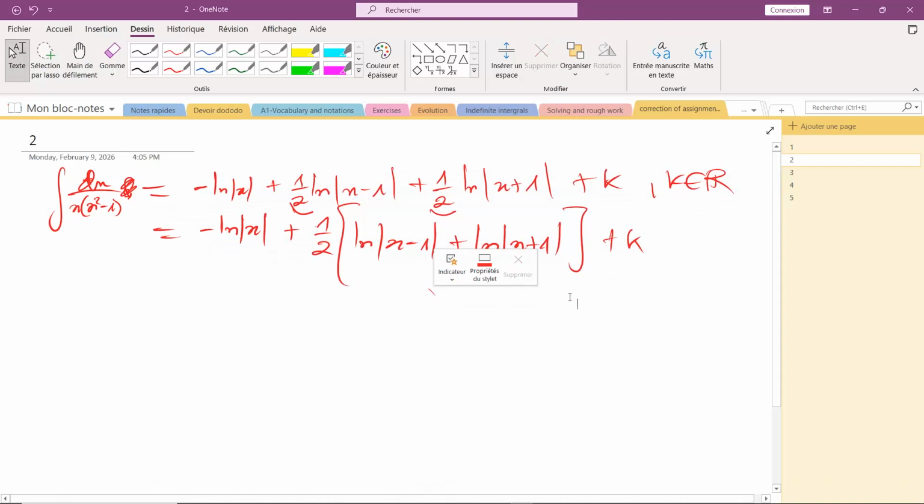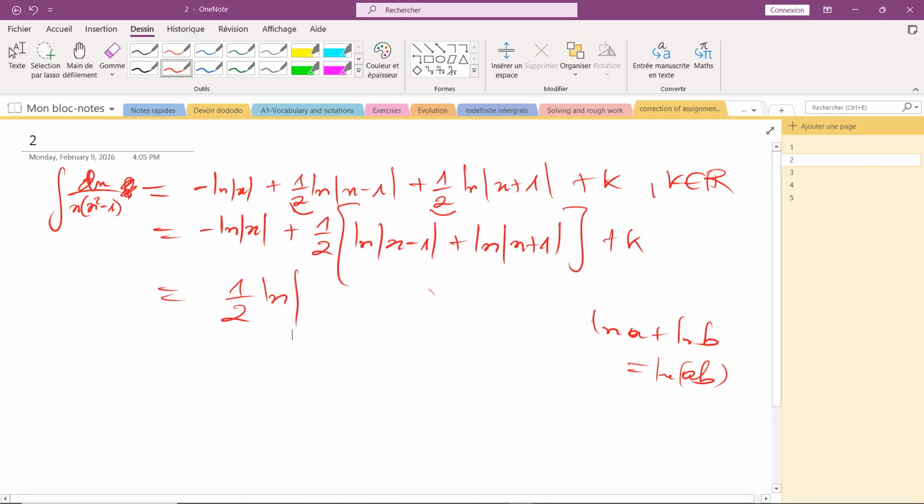So from here, you know that ln of a plus ln of b is equal to ln of ab. So this will become what? This will become a half ln of what? The absolute value of x minus 1 times the absolute value of x plus 1, minus ln of the absolute value of x.